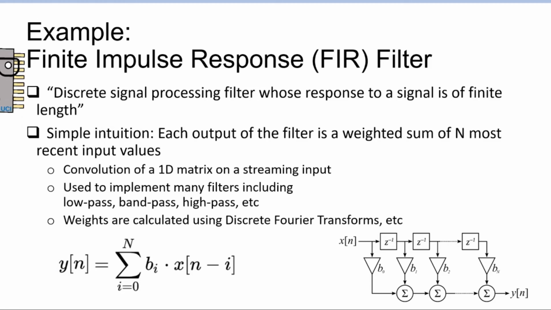There's a construct called the FIR filter, finite impulse response filter. It is, quote unquote, a discrete signal processing filter whose response to a signal is of finite length. So the simple intuition is that when you have a stream of data coming in, imagine a sensor on an IoT device or something like that, and after certain intervals, it gives some piece of data.